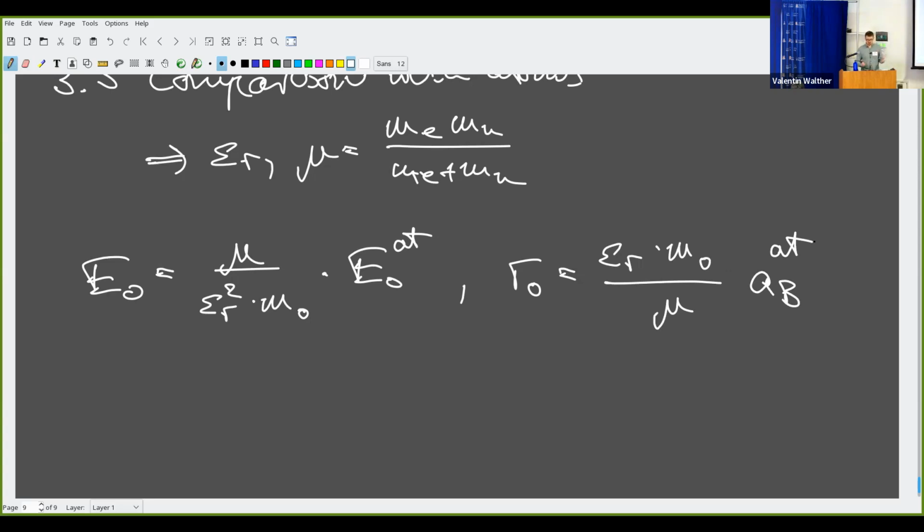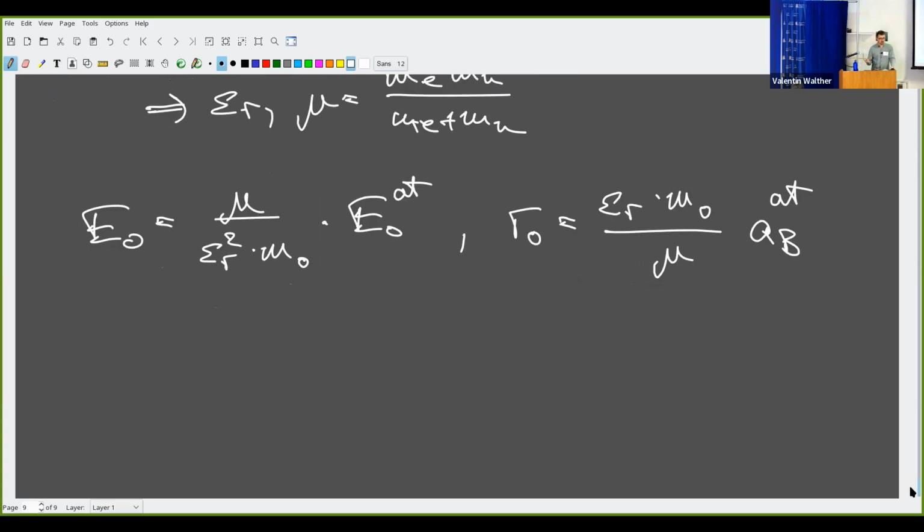Okay, so you see that these fundamental energy and length scales of atoms are changed in the semiconductor via the dielectric screening on the one hand, and the reduced mass, or the different masses of the electron and the hole compared to the very heavy proton, or the nucleus, and the electron. So let me give you an example of what that does.